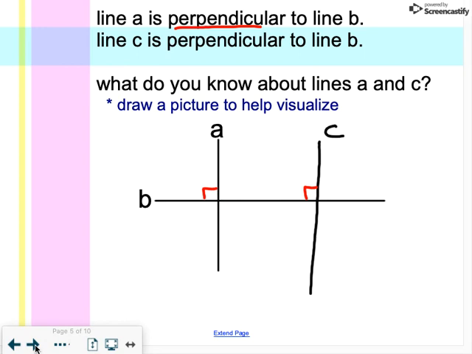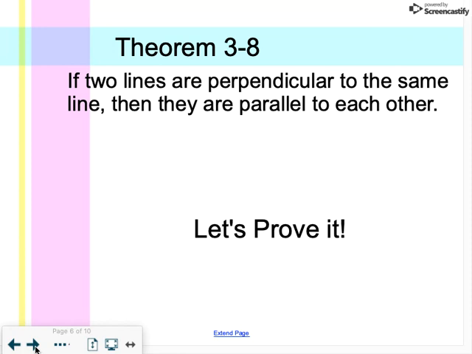Well, let's think about this. Line A is creating a 90-degree angle with this line B. Line C is also creating a 90-degree angle with line B. If they're creating that same angle, it's safe to assume that those lines are never going to cross each other. And that's what this next theorem says: if two lines are perpendicular to the same line, then they are parallel to one another.